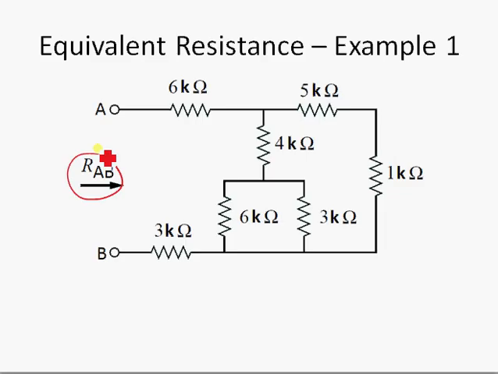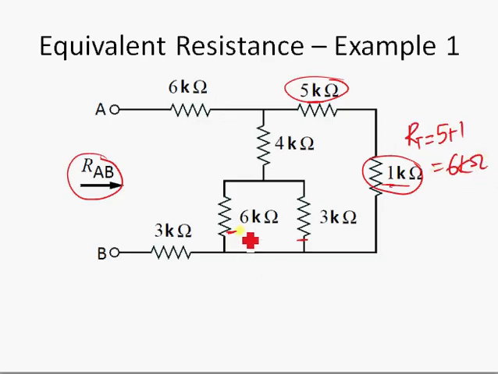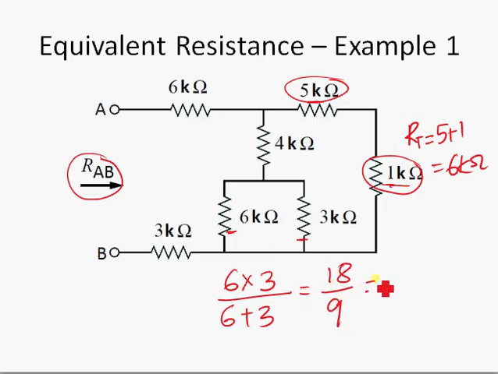So let's start. We have this resistor in parallel to this resistor. This resistor is in series with this resistor. So now the resistors are in series, so let's add them. We get RT here of 5 plus 1, 6 kilo ohm. And then up here we have 6 kilo ohm and 3 kilo ohm resistors. Those are in parallel, so we have 6 times 3 divided by 6 plus 3, which is 18 divided by 9 equals 2 kilo ohm.